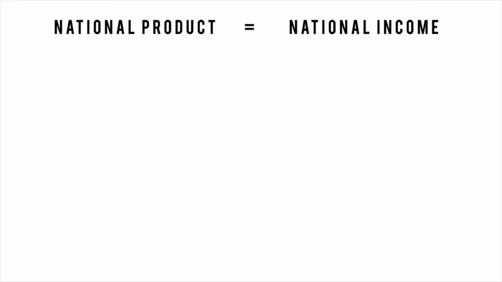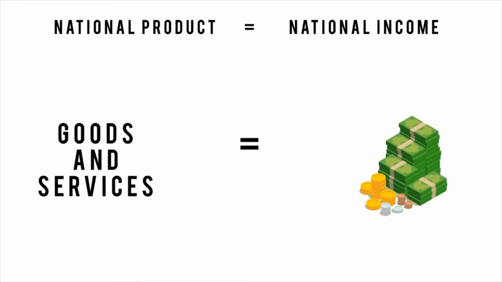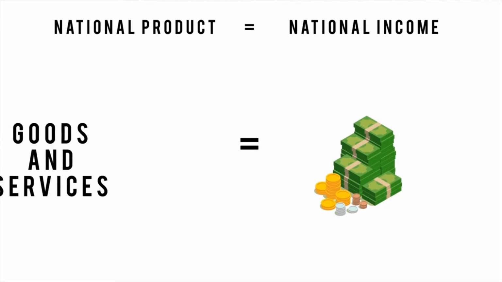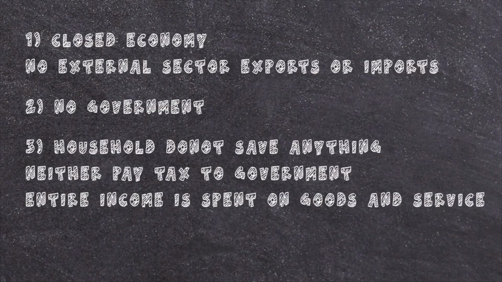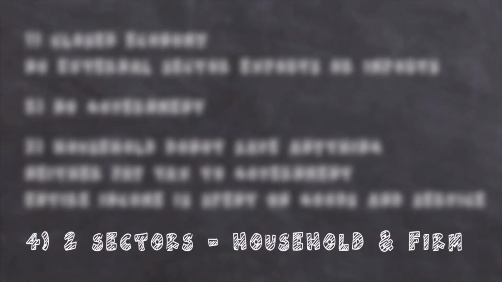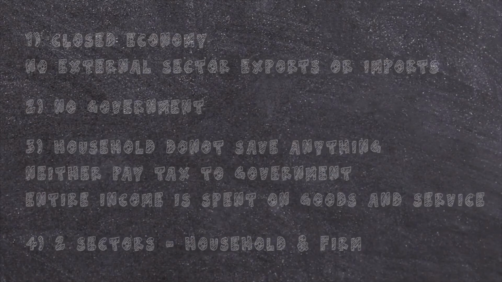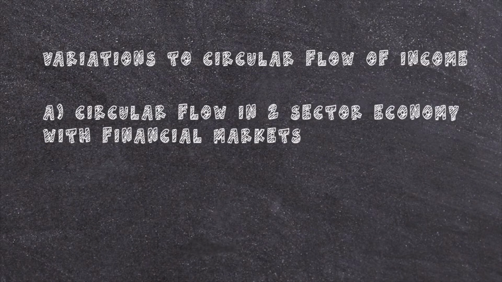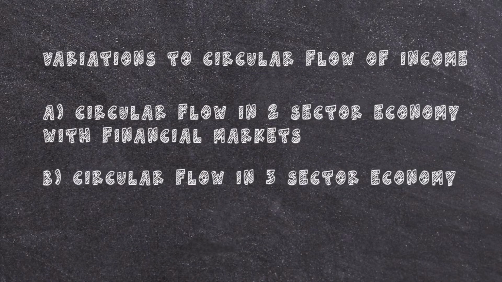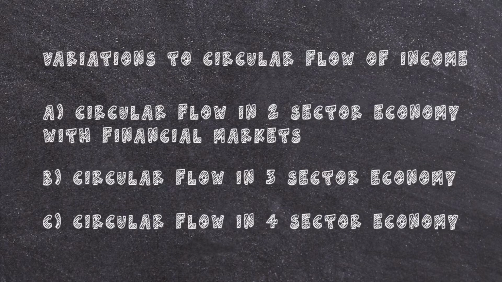This is also one reason why national product equals national income in a two-sector economy, as the national product, in terms of money value of goods and services produced, is distributed completely among the productive factors. Also, what we studied here is under the assumption that in an economy there are just two sectors, the household and the firm. There are different variations to this concept, which are: A. Circular flow in two-sector economy with financial markets. B. Circular flow in three-sector economy. C. Circular flow in four-sector economy.